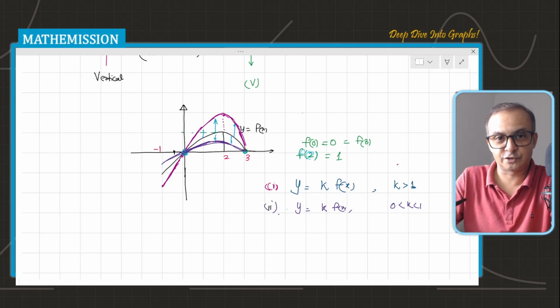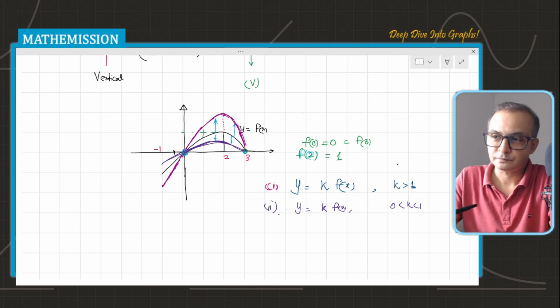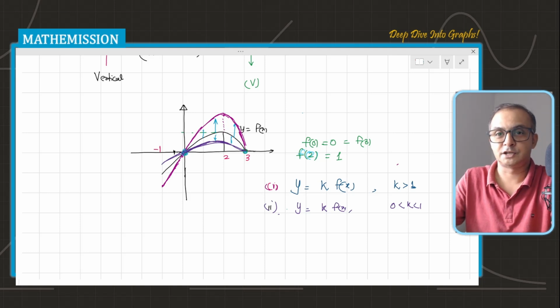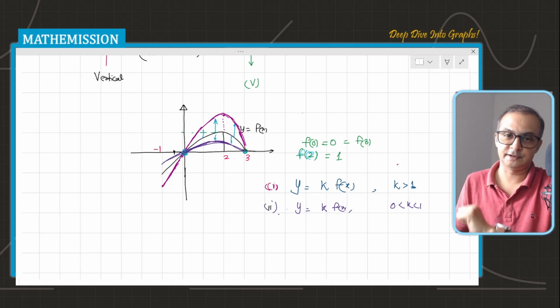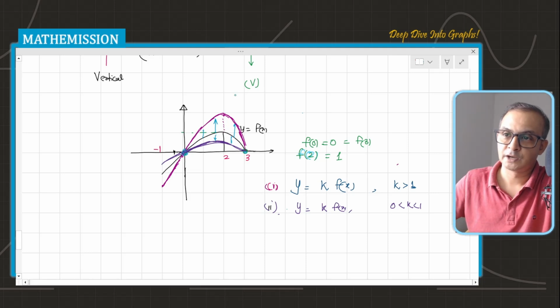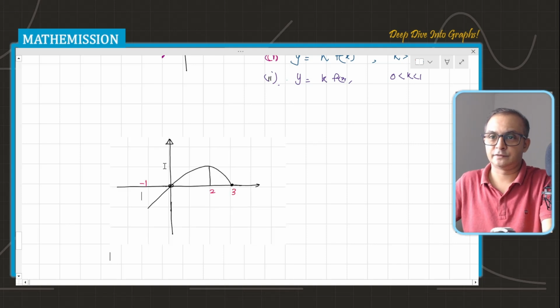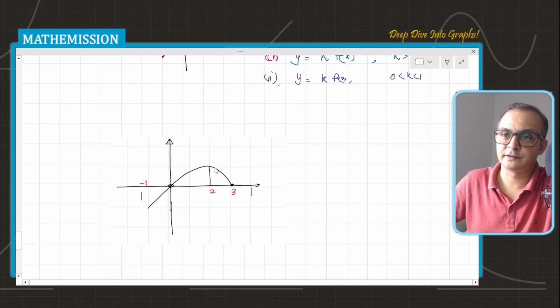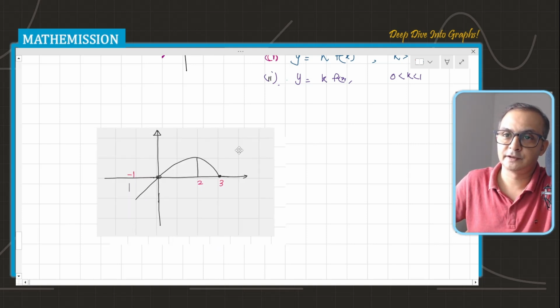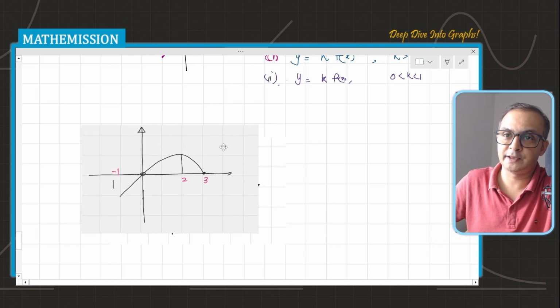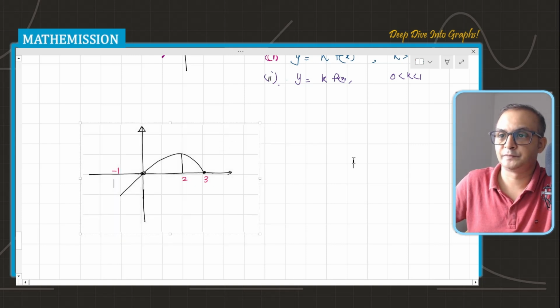The vertical stretch will happen when k is greater than 1. The vertical shrink will happen when k is lying between 0 and 1. Now I am taking the same graph to understand what will be the effect if I multiply k from inside.